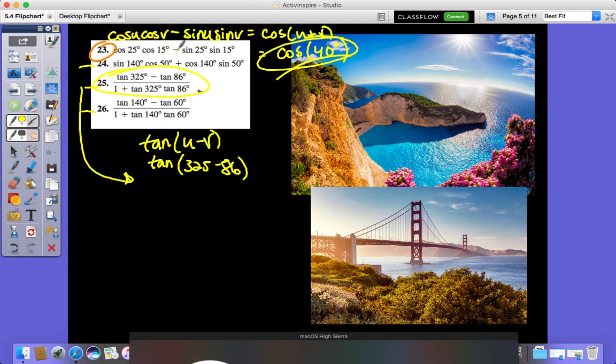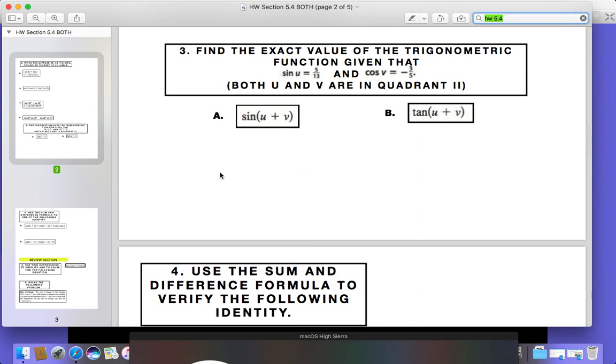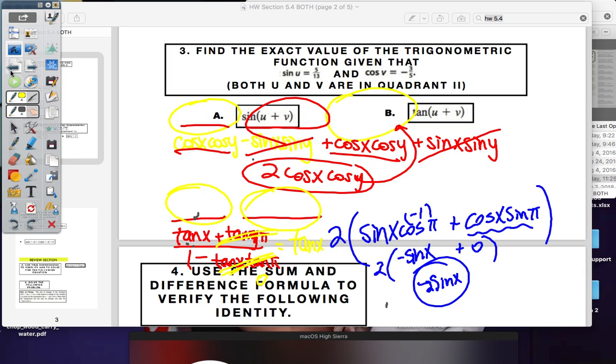Oh, the number 3. Did y'all see number 3? Yeah. If you want to get that one, I think we've done a lot of these today, haven't we? We don't have too much. I hope not.